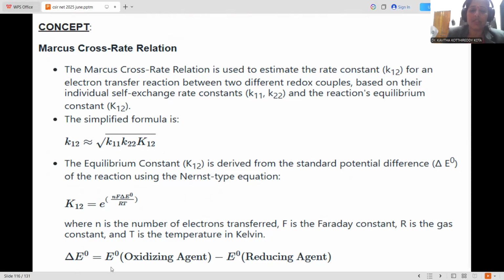Delta E naught is equal to E naught of the oxidizing agent minus E naught of the reducing agent. So here the difference in the standard electrode potential is equal to the standard electrode potential of the oxidizing agent minus the standard electrode potential of the reducing agent. The difference is called delta E naught. If this is the case, how can we go for the calculation?